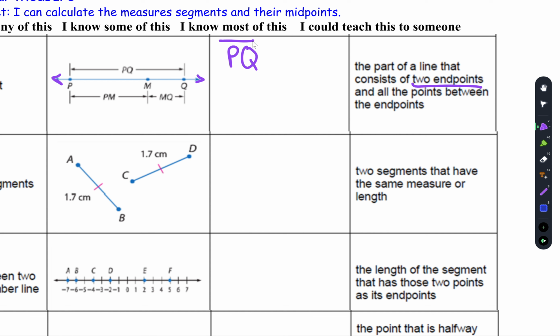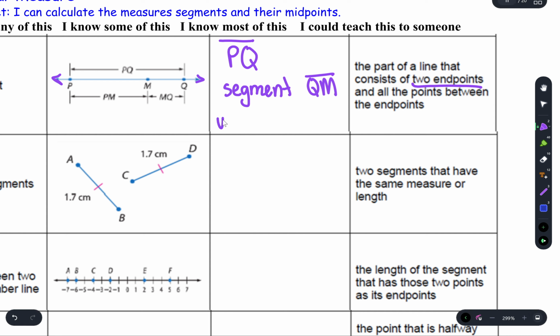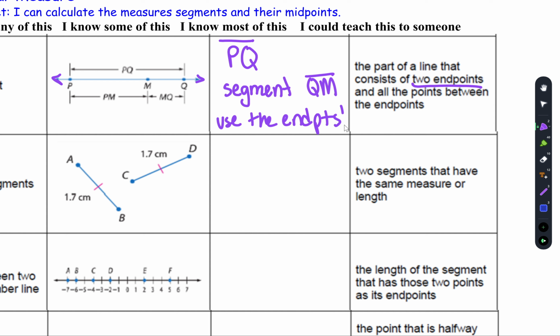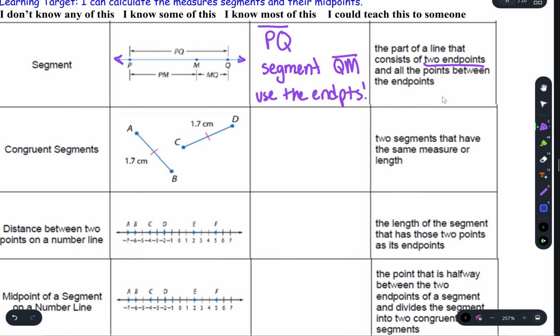Sometimes they might get fancy on us and they might call them like segment QM. They might add in that word segment in the front. I don't know why they would do that, but sometimes they do. And what we're noticing when we name our segments like PQ and QM, the letters that we choose specifically are those endpoints. So we're always going to use those endpoints to name our segments. Questions on that?